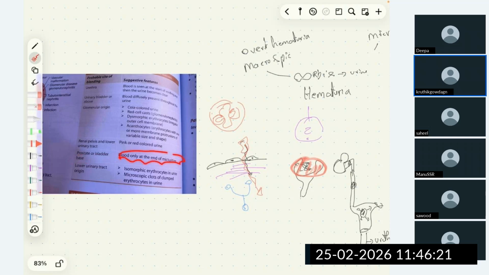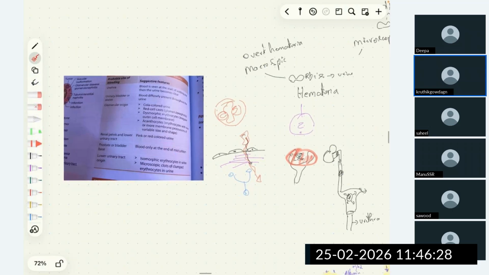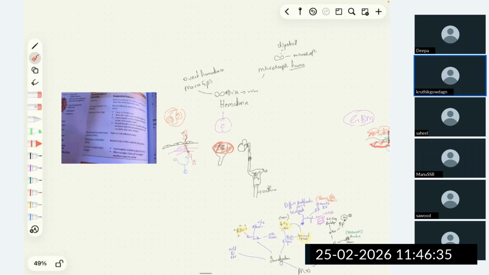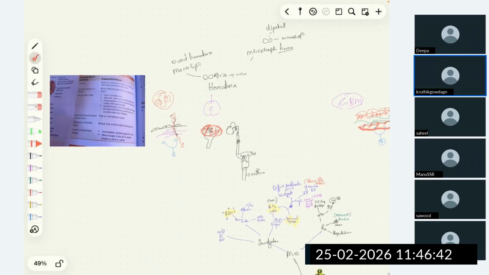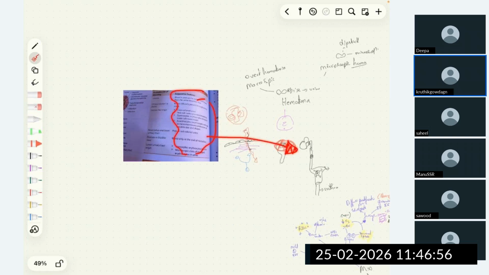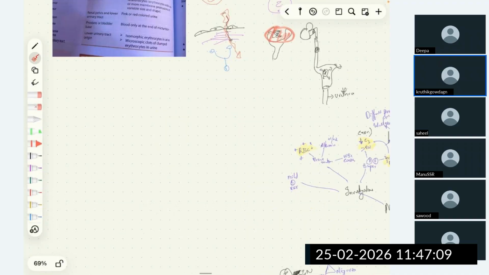The reasoning for which we will understand when we study surgery, urology. There I'll mention the reasoning. If the lower urinary tract is involved, we know isomorphic erythrocytes are present, and microscopic clots are present in urine. So this is about the sites and characteristic features of hematuria. We saw what is hematuria, macroscopic, microscopic, and then we saw the causes of hematuria and the probable insights which give you the idea of which part of the renal tract, which part of the urogenital system is involved. This is about hematuria, and also we have another question: what are the causes of painless hematuria?